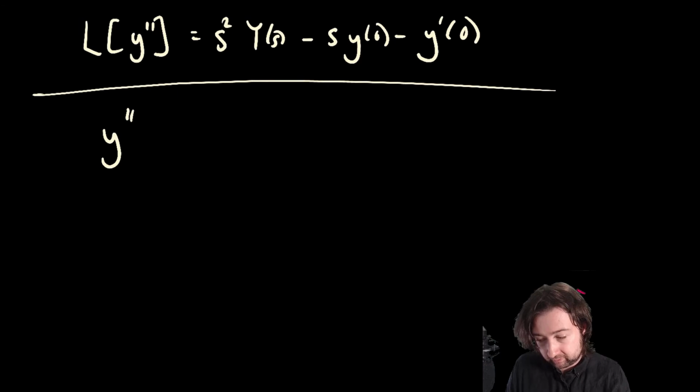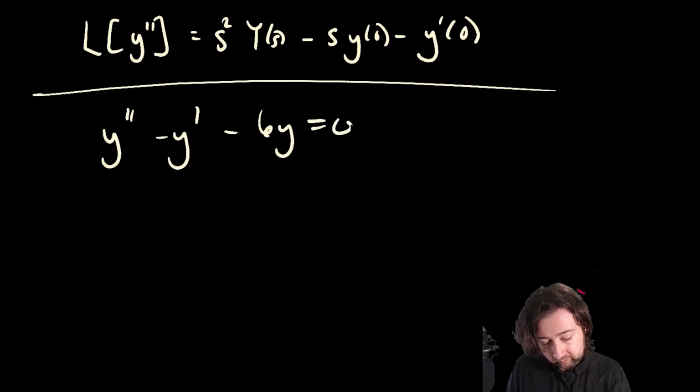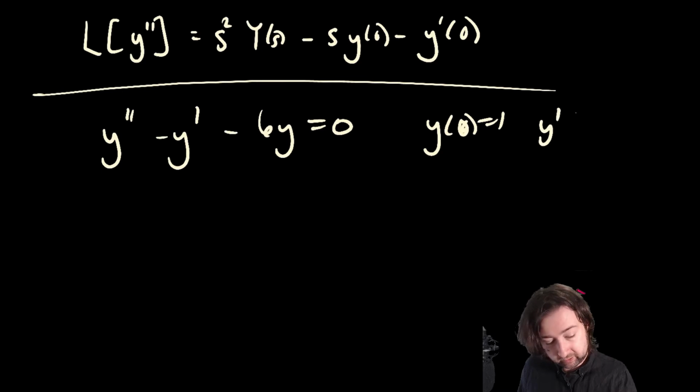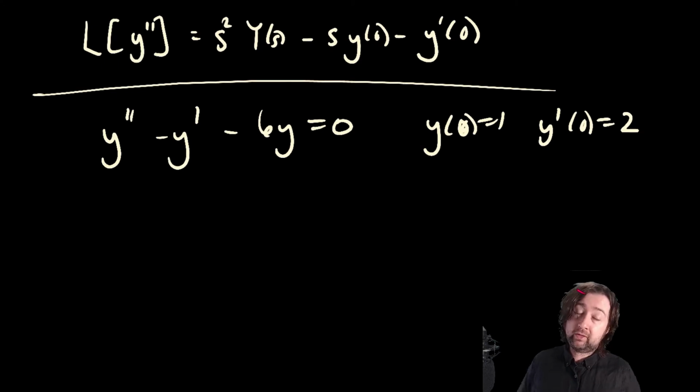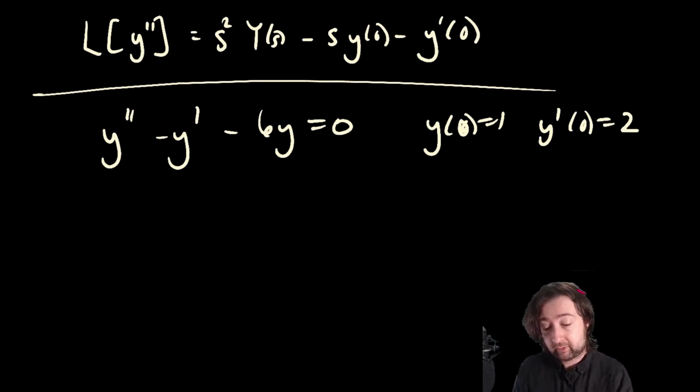y prime prime minus y prime minus 6y is equal to 0, with the initial conditions y of 0 is 1 and y prime of 0 is 2. So how would you solve this equation using the techniques that you know from Math 244? Well, this is a differential equation with constant coefficients, and it's linear second order. And so the method you would have used prior would be the characteristic equation.